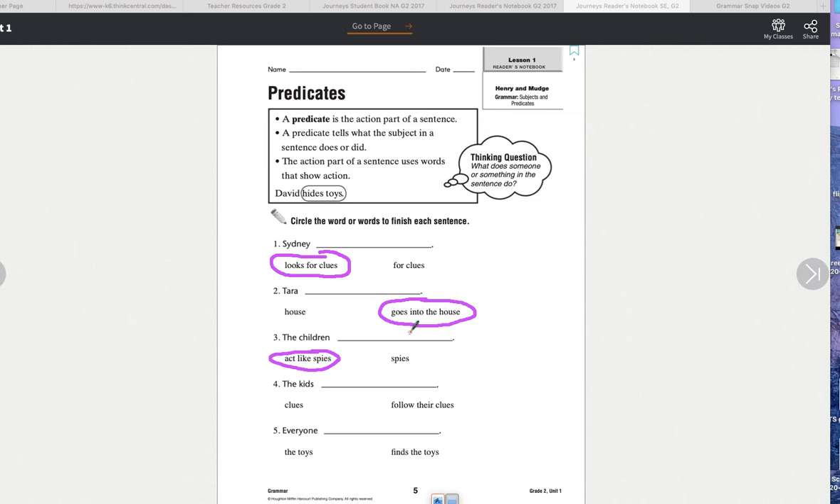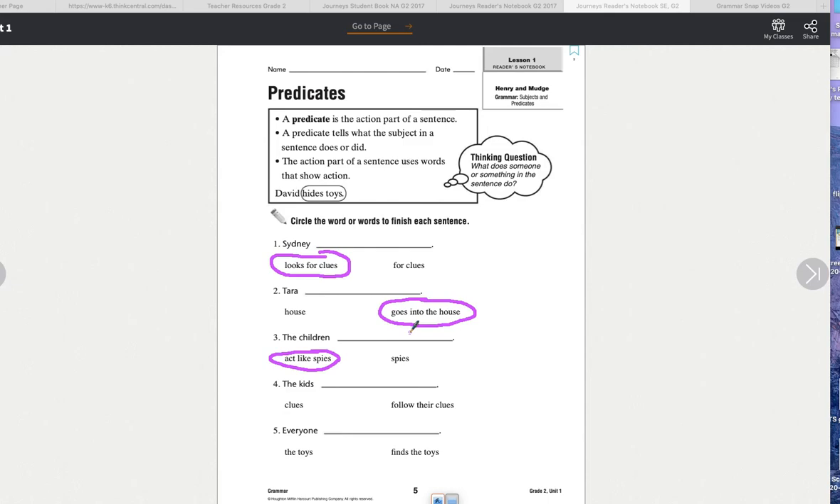Now, this is tricky because it kind of sounds like the other word can make sense too. Let me say the sentence out loud. The children spies. The children spies. There's an S at the end of that word. We're going to learn later on that if there is an S at the end of that action word, we can't have more than one people in our subject. We'll learn that later on. Don't worry if your brain doesn't already know that now. Our brains are going to learn that again.